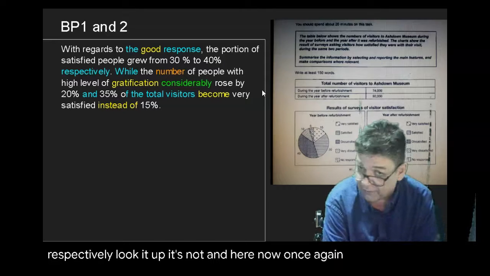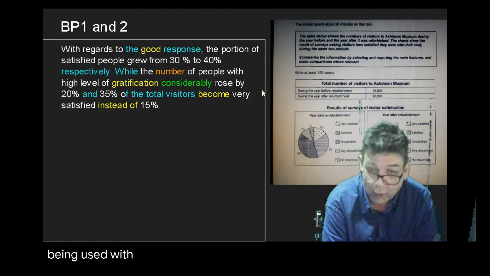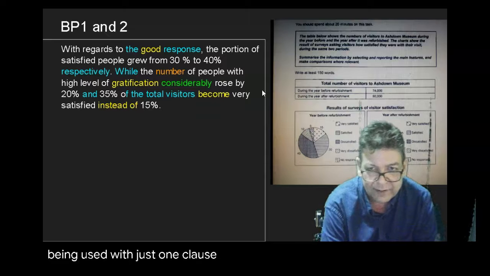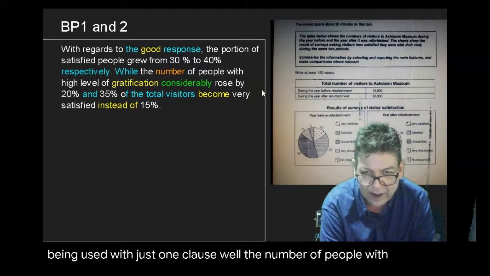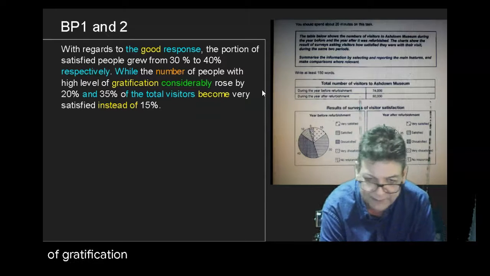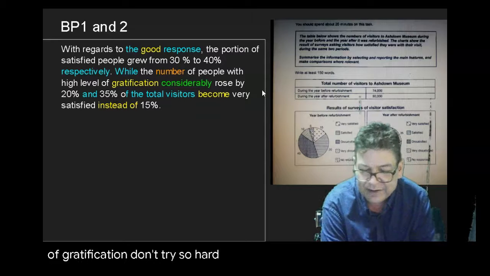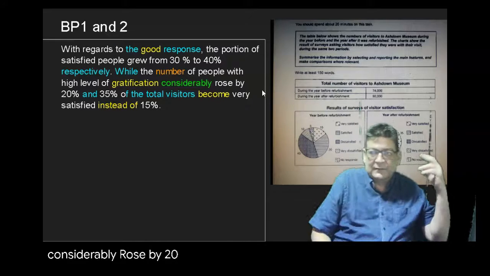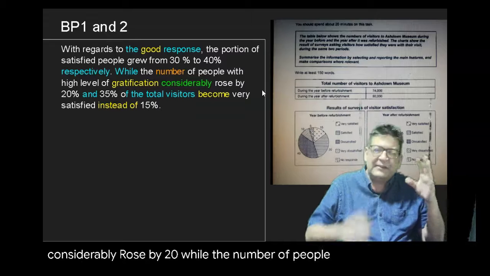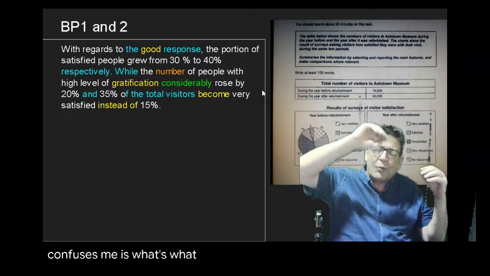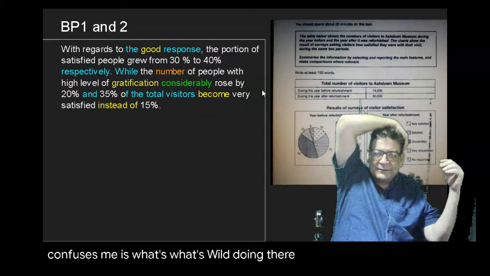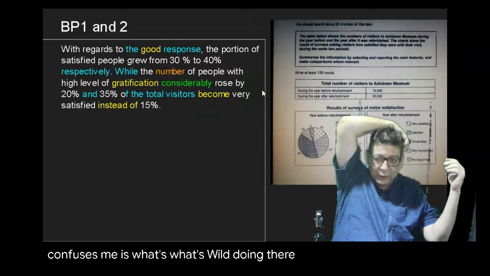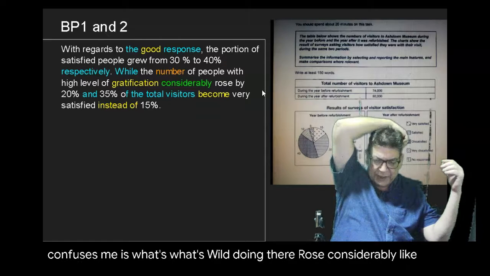And here now, once again, we have while being used with just one clause. While the number of people with high level of gratification. Don't try so hard to paraphrase. The high level of gratification considerably rose by 20. While the number of people. Okay, see, that's what confuses me, what's while doing there. Rose considerably by 20%.